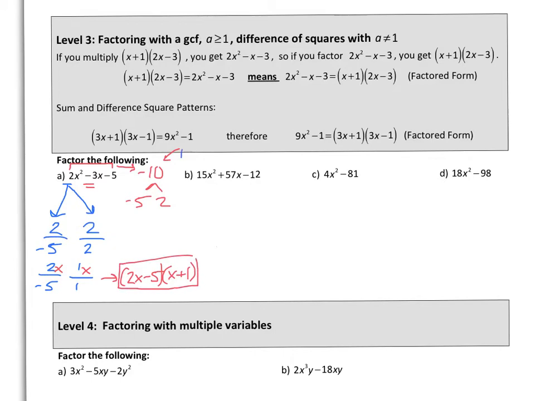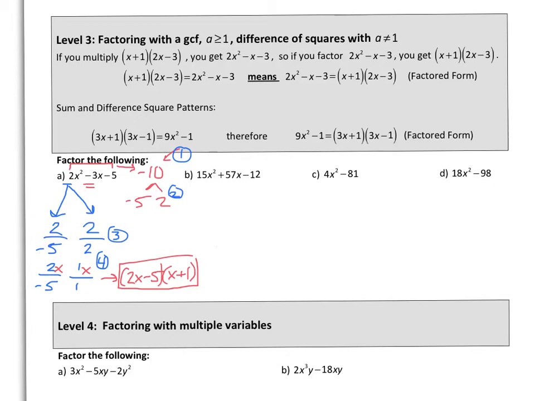First step, multiply to get negative 10. Second step, find the 2 numbers that multiply to get negative 10 and add to get negative 3. Third step is write your 2 fractions. Fourth step is to simplify and write your answer down. That's it. That's all you do. If you remember that, every single time you will get these problems right, no matter what.